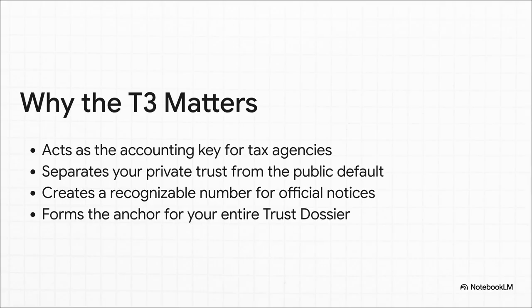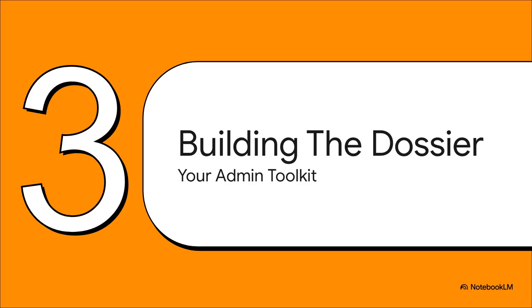Sure, it's the accounting key for the tax agencies, but it also creates that clean break from the public default we were just talking about. It becomes the official, recognizable number for any notices. And, maybe most importantly, it's the anchor for the entire trust dossier, which we're going to get into right now. Okay, so we've got our ignition key. Now it's time to actually build the vehicle.